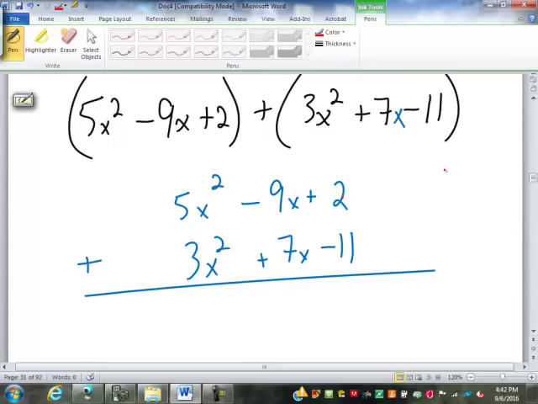2 plus negative 11. So positive 2 plus negative 11 is negative 9. Negative 9x plus 7x. Well, negative 9 plus 7 is negative 2x.